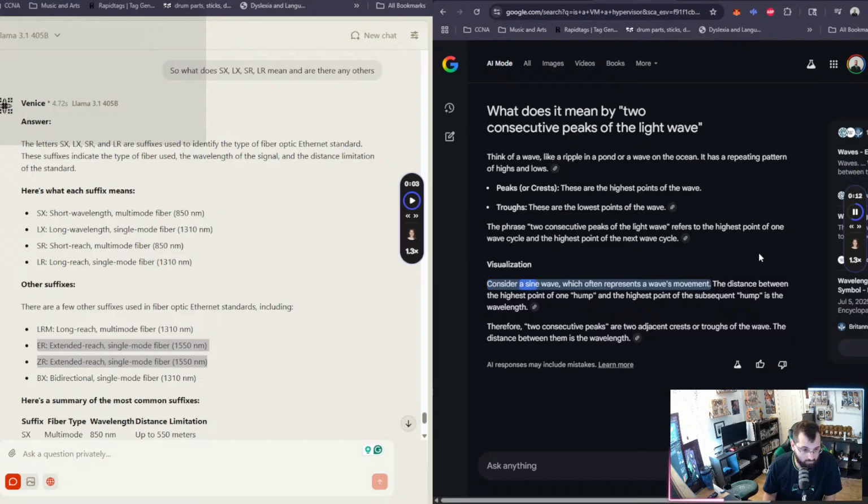Visualization. Consider a sine wave, which often represents a wave's movement. The distance between the highest point of one hump and the highest point of the subsequent hump is the wavelength. Therefore, two consecutive peaks are two adjacent crests or troughs of the wave. The distance between them is the wavelength.